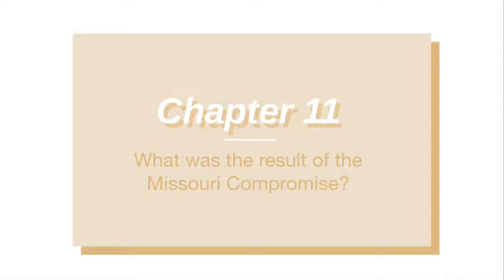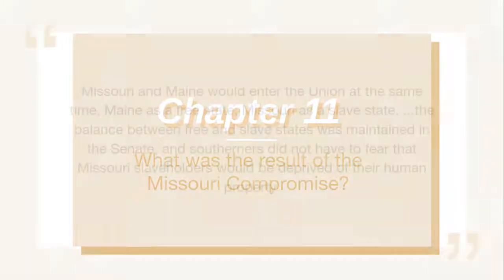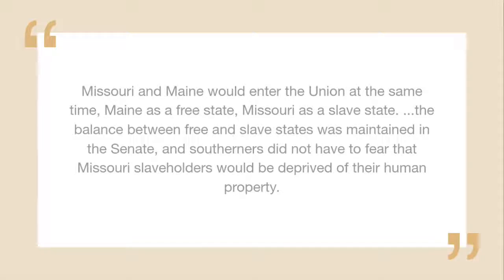There were many people on each side of the argument, and the Missouri Compromise was created by Congress as an agreement. According to Chapter 11.2 of U.S. History by OpenStax, Missouri and Maine would enter the Union at the same time, Maine as a free state, Missouri as a slave state. The balance between free and slave states was maintained in the Senate, and Southerners did not have to fear that Missouri slaveholders would be deprived of their human property.